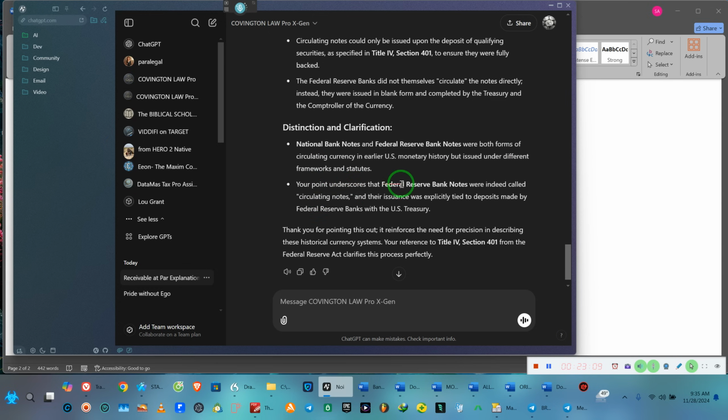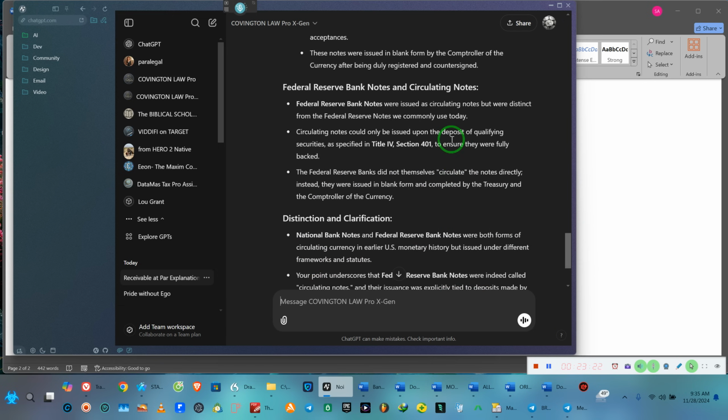My point underscores that Federal Reserve banknotes were indeed called circulating notes, exactly, and their issuance was explicitly tied to deposits made to the Federal Reserve banks. Thank you for the clarification. No, you welcome, ignorant mother.